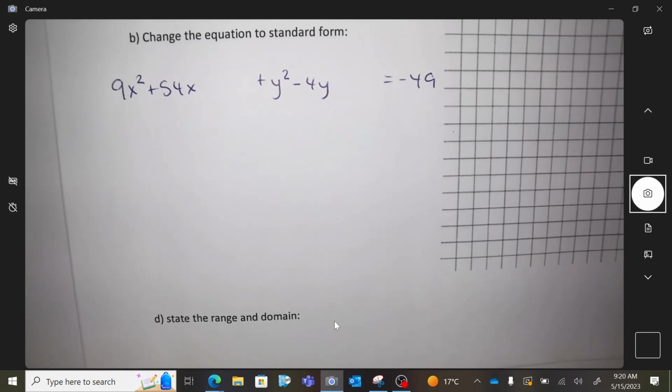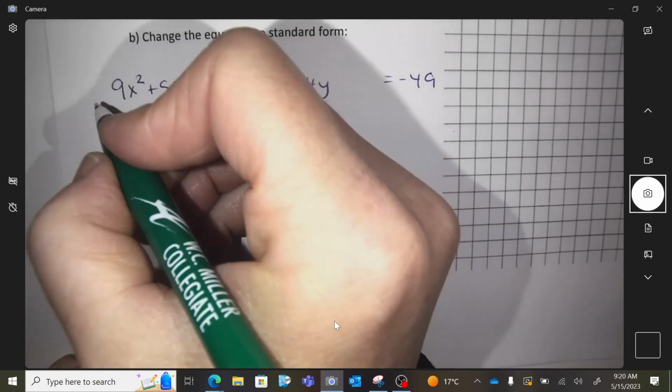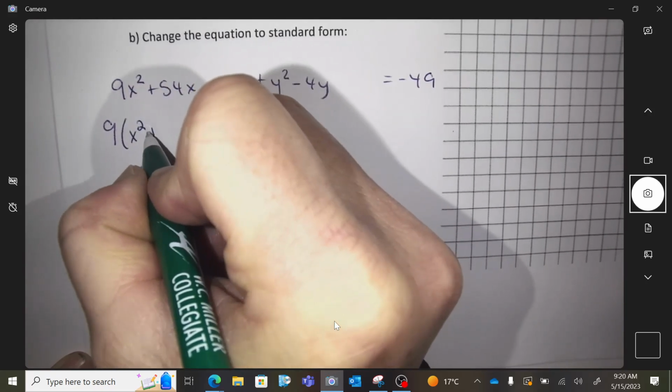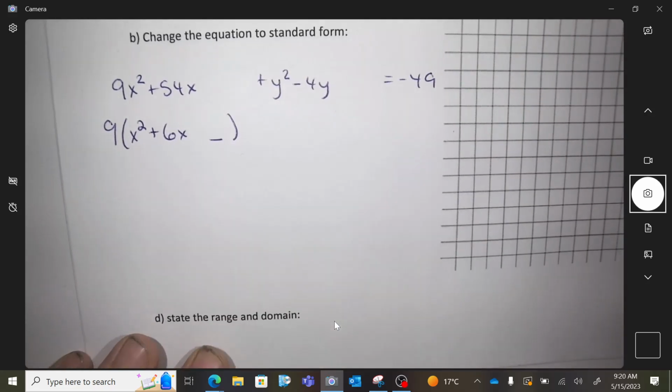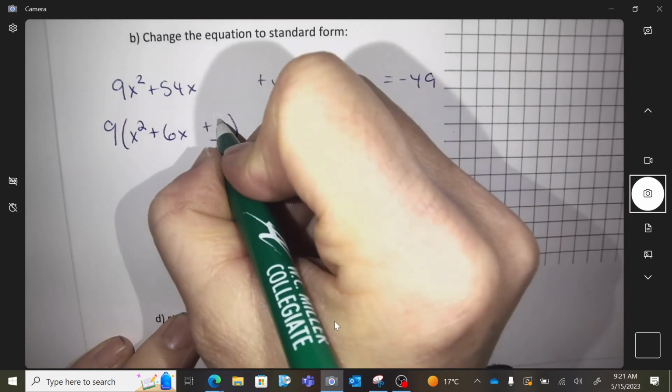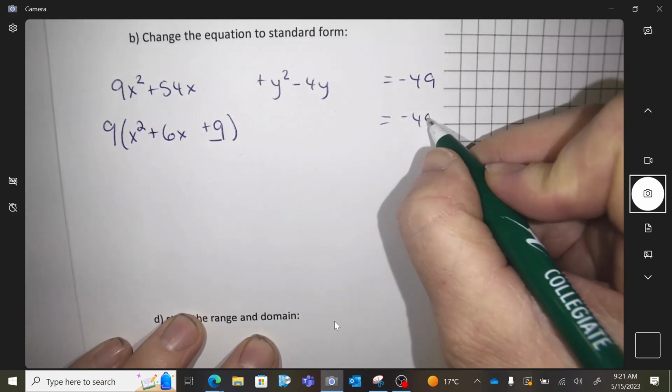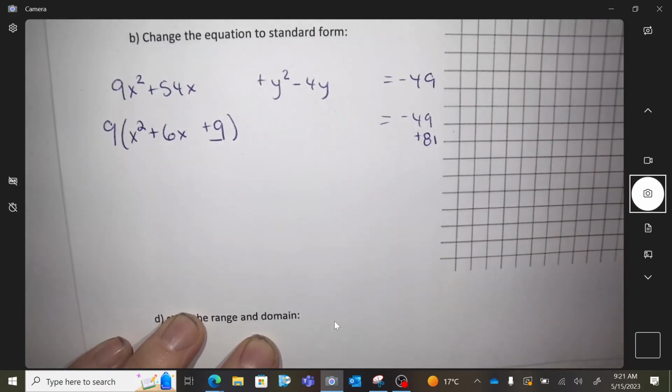Okay, so this one you're going to have to GCF the 9 out, which we didn't do on the last one, so that comes first. So that's what it would look like, and then blank is after the 6 now, so half of the 6. So plus 9. So I'm actually going to have to balance it with an 81, right? That's a common thing to miss. Make sure you balance it with the 81.